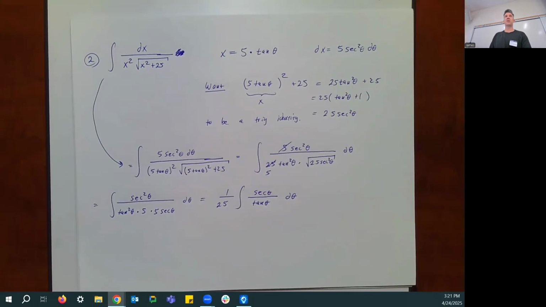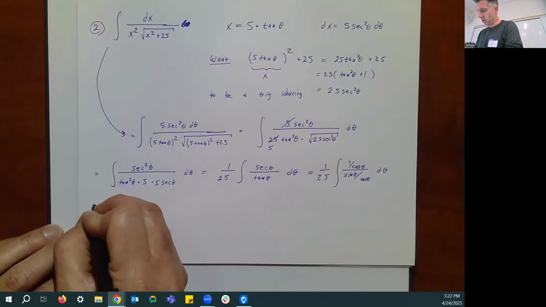I don't really see a u-sub to do. So when I get to this point, you can go a few different directions. I almost always go in the direction of, it doesn't seem like something I know how to integrate right away. It's not secant times tangent. I'd be thrilled if it was secant times tangent. I usually start rewriting things in terms of sines and cosines. So I'm going to rewrite this as 1 over 25 times the integral of 1 over cosine theta over sine theta over cosine theta. And look, we're going to get the same thing we got last time.